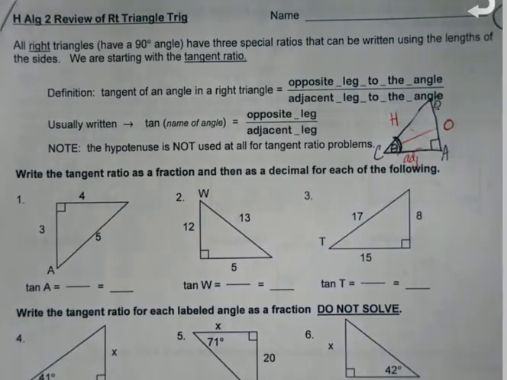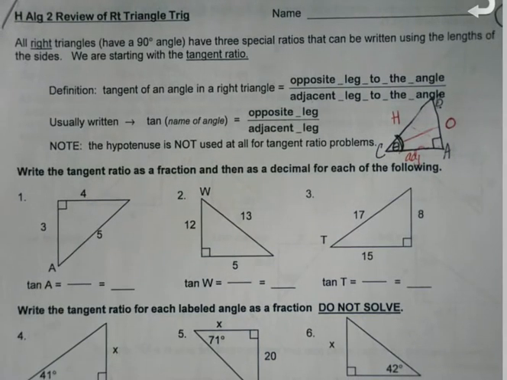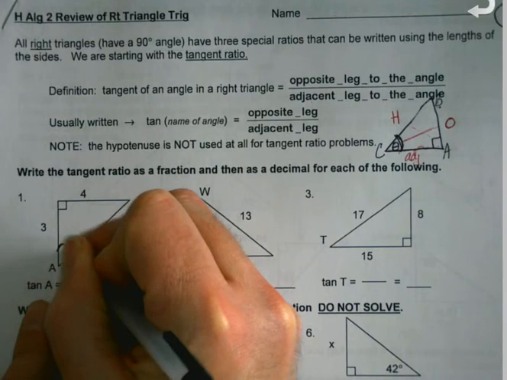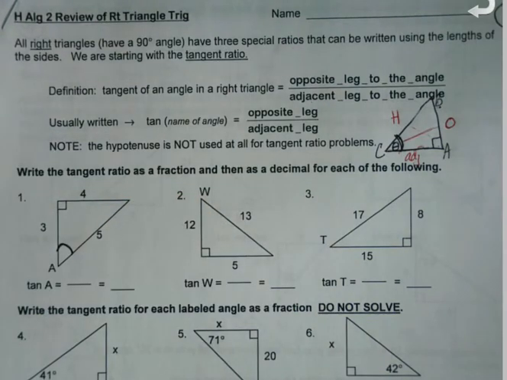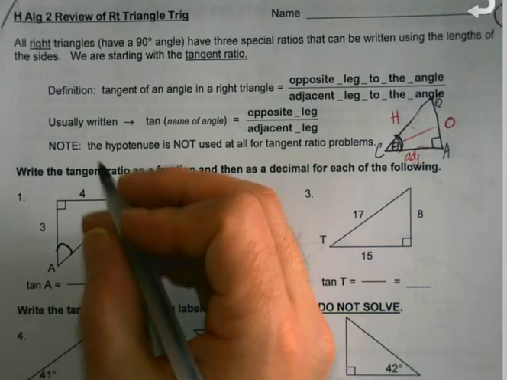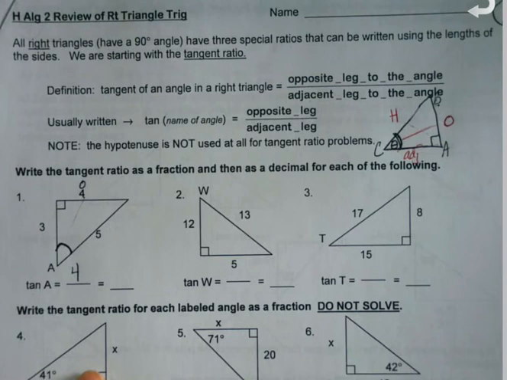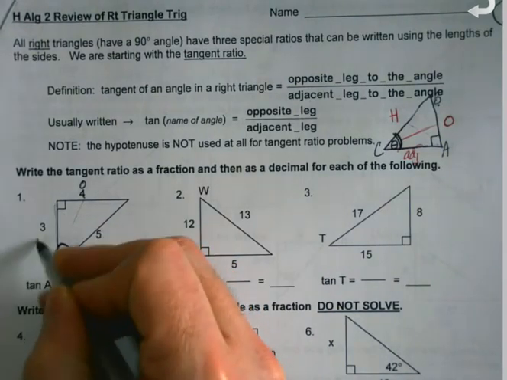I have to keep those types of things straight, otherwise I can get myself in a little bit of a bind. So when we actually get to practice it a little bit down here below, it says write the tangent ratio as a fraction and then as a decimal for each of the following. So since they're saying it's the tangent of A, they're telling me that's my reference angle, and I'd mark it some way, either with a symbol, this way, however you want to do it. So the tangent is going to be opposite, my 4, over my adjacent side, which is 3.